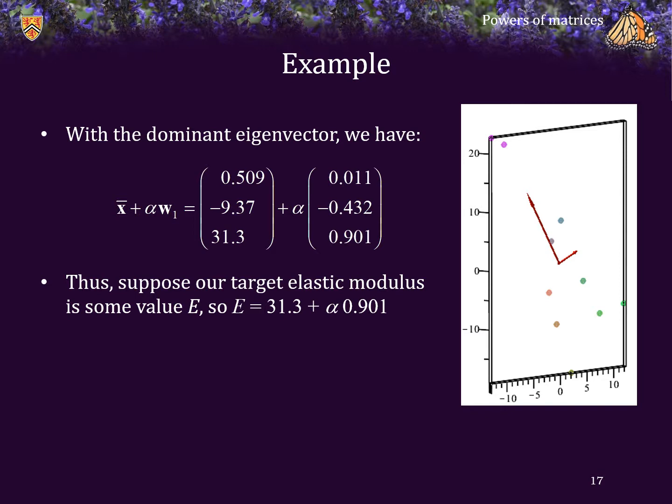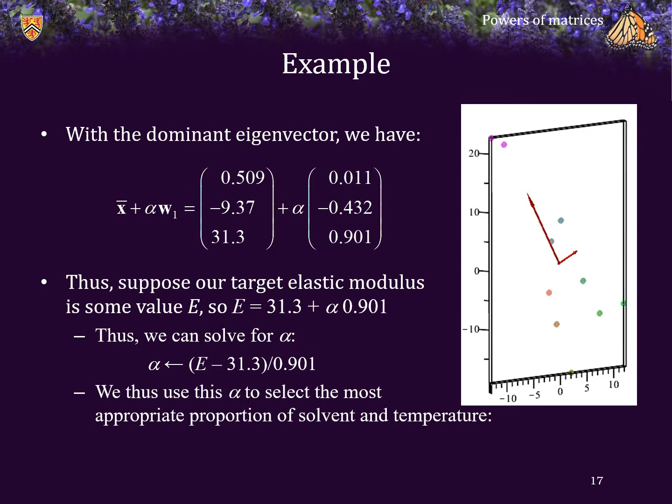Now, suppose that our target elastic modulus is some value E. So in this case, E would be the last entry, 31.3 plus alpha times 0.901. Consequently, if we have a target E, we can find the appropriate alpha by solving for alpha. So alpha is assigned the target elastic modulus minus 31.3, all divided by 0.901. Given that alpha, we can then use this alpha to select the most appropriate proportions of solvent and temperature. So in that case, that would just be the first two entries of the matrix, 0.509 plus 0.011 alpha, and the temperature would be negative 9.37 degrees Celsius minus 0.432 degrees times alpha.